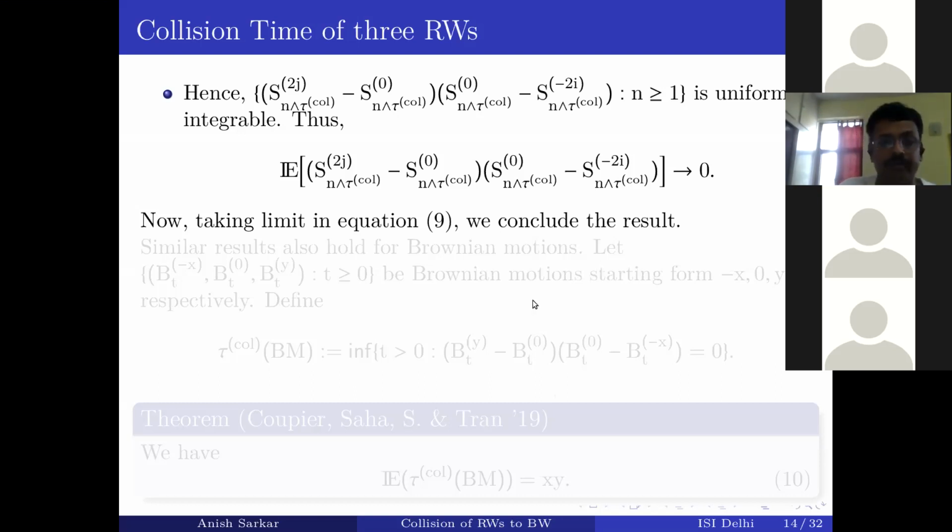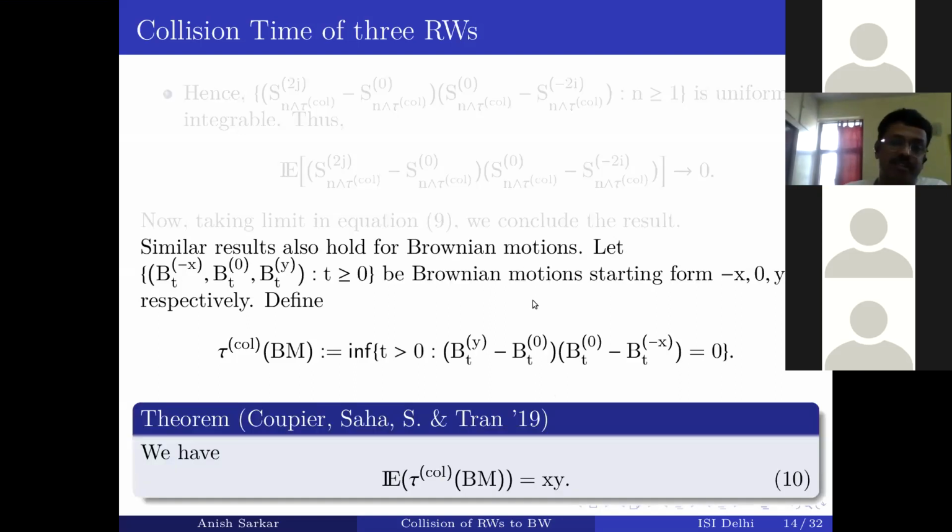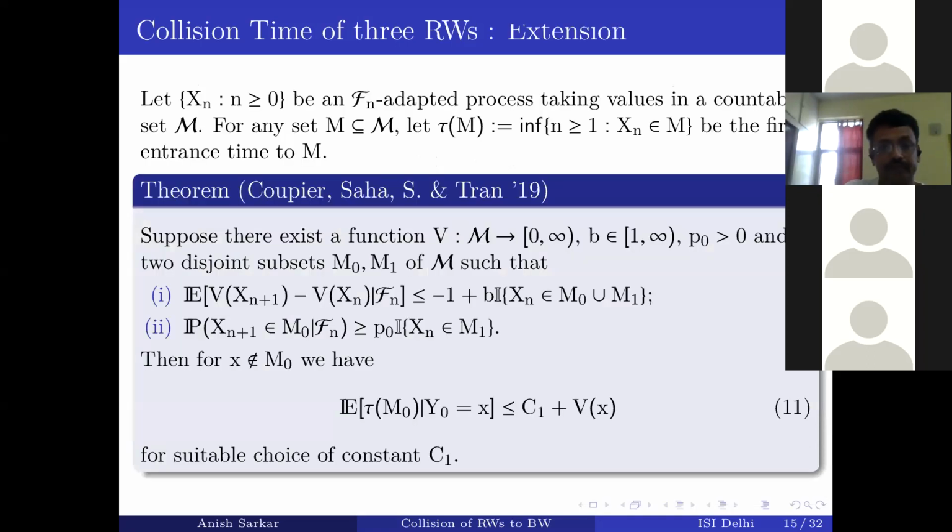So if something happens for random walks, the same things should happen for Brownian motion. Now you can take three Brownian motions starting from minus x, 0, y, and define tau collision of Brownian motion as the first time one pair meets. For that you can prove that tau collision of Brownian motion is exactly x times y. Exactly the same martingales, except replaced by the continuous time versions.